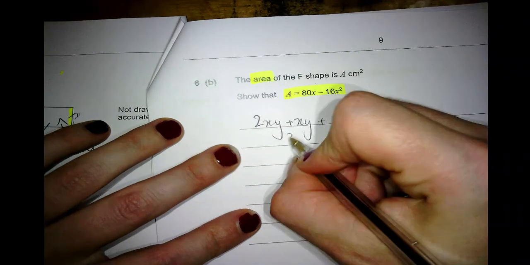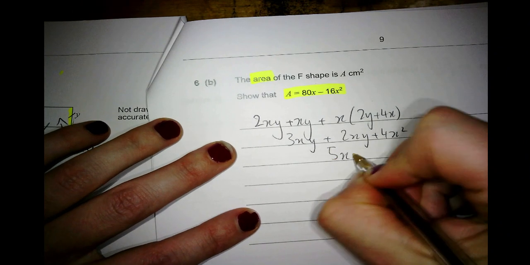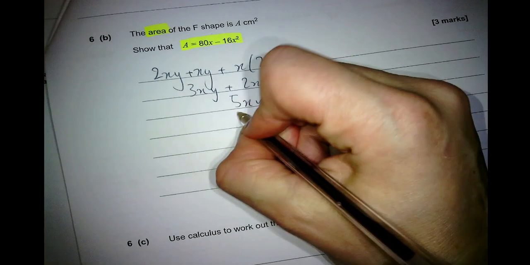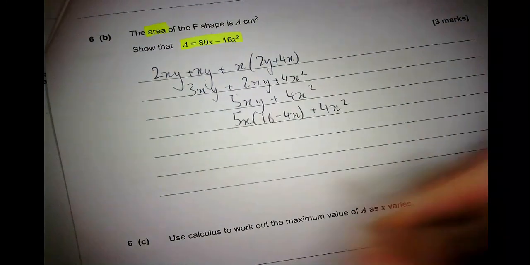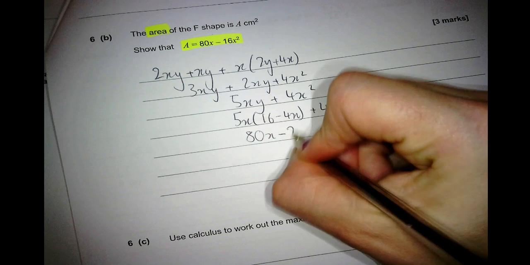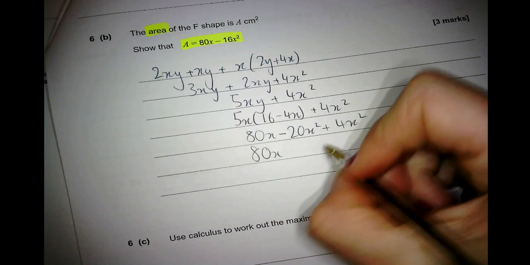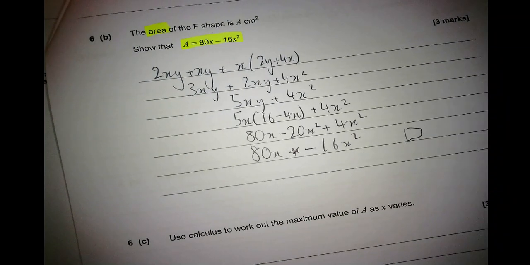Collect my xy's there. I've got 3xy and expand this. 2xy plus 4x squared gives me 5xy plus 4x squared. I'm going to replace that y, because there's no y in this, I'm going to replace that y with 16 minus 4x, this thing here. 5x lots of 16 minus 4x plus 4x squared gives me 80x minus 20x squared plus 4x squared, which is 80x minus 16x squared, which is the thing they asked me to prove.